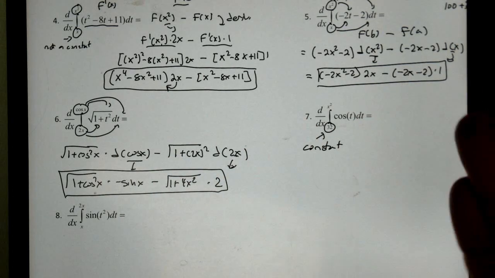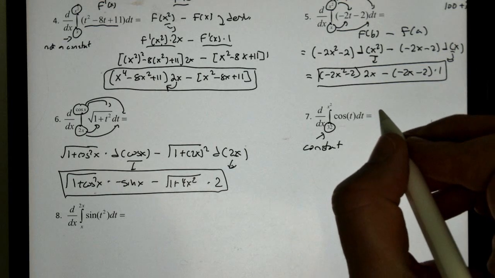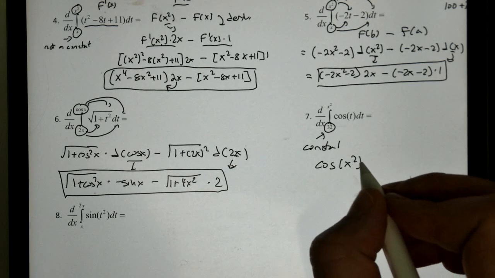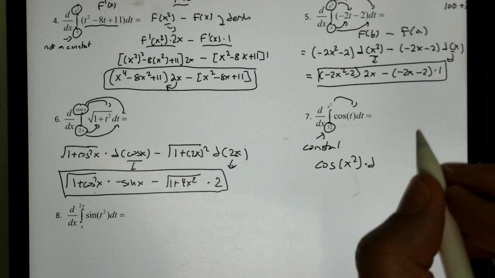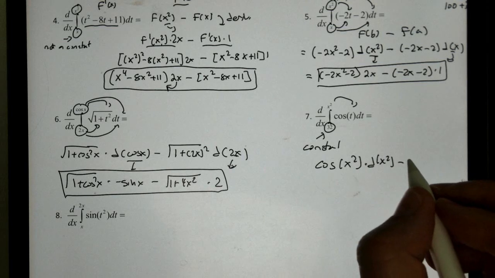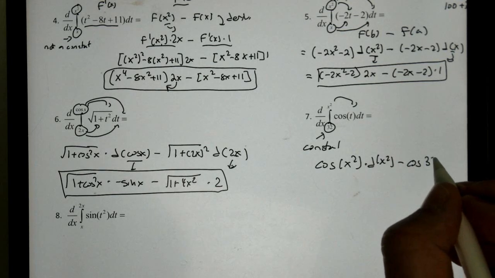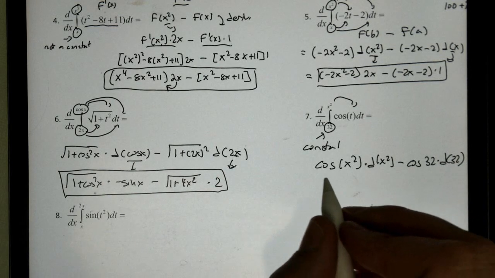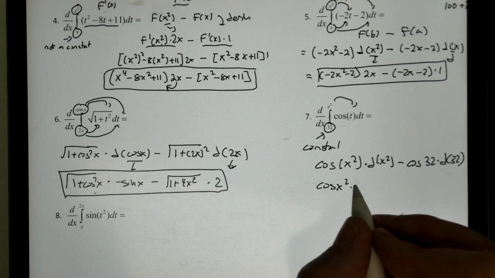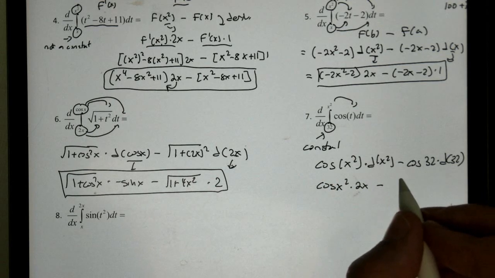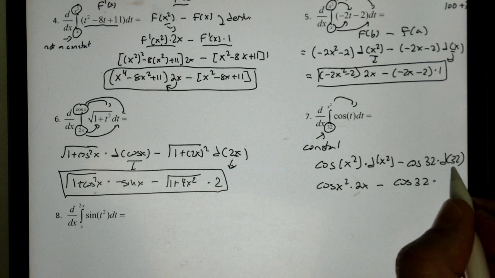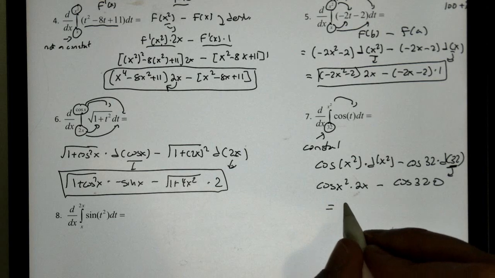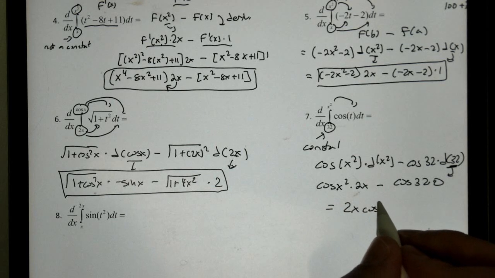So if you want to verify another way to see how the constant becomes 0, again, my rule says this is just going to become the cosine of x squared times the derivative of x squared minus the cosine of 32 times the derivative of 32. You kind of see what's going to happen. This becomes cosine x squared times 2x minus the cosine of 32. Well, what's the derivative of 32? Just 0. So our final answer, 2x cosine squared of x.